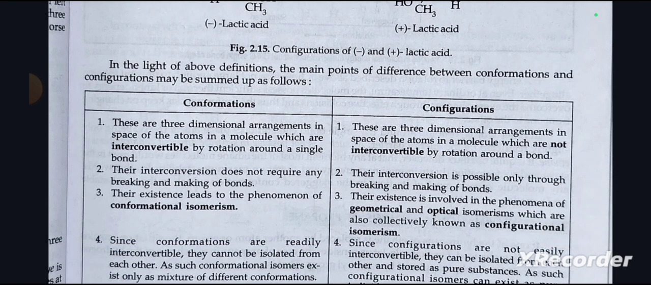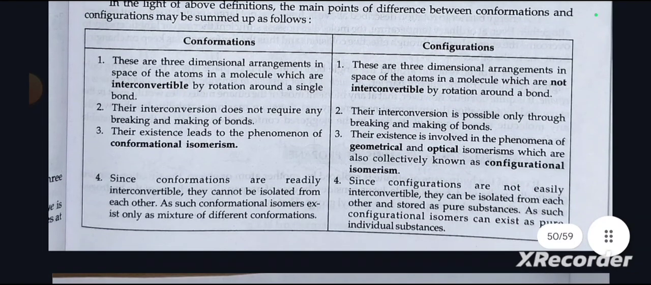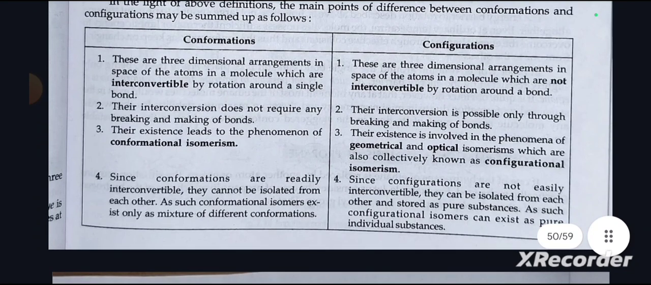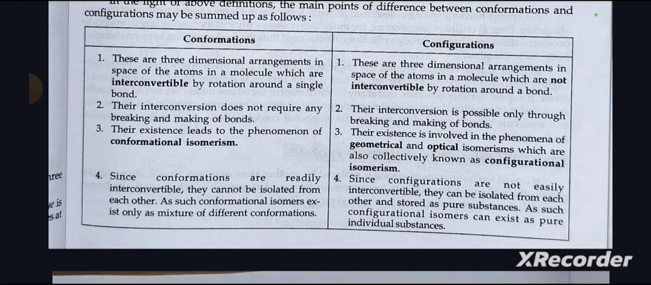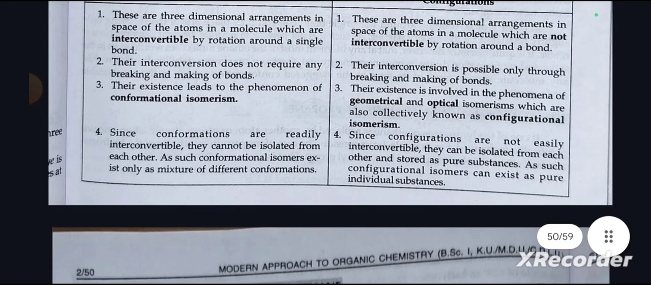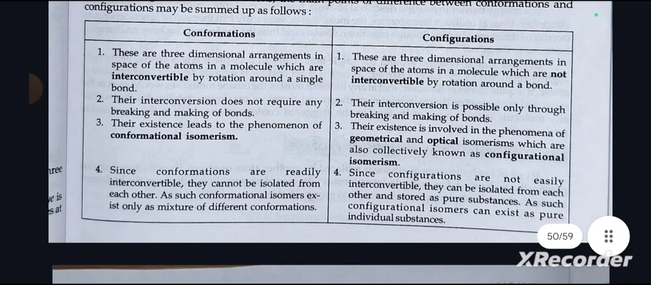In the light of the above definition, the main point of difference between conformations and configurations may be summed up as follows. Conformations: these are three-dimensional arrangements in space of the atoms in a molecule which are interconvertible by rotation around a single bond. Configurations: these are three-dimensional arrangements in space of the atoms in a molecule which are not interconvertible by rotation around a bond. Conformations: their interconversion does not require any breaking and making of bonds. Configurations: their interconversion is possible only through breaking and making of bonds.